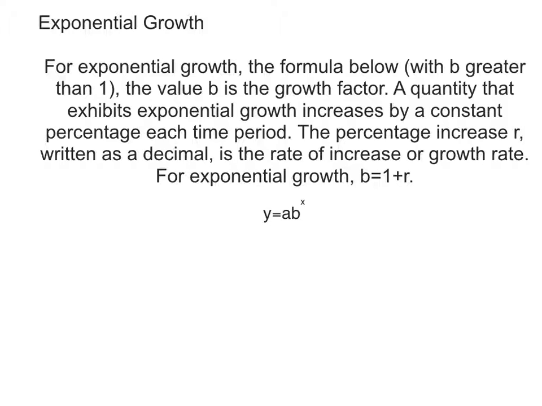So now, in this go round, we can also see this rewritten as y equals a times 1 plus r to the x. So we may not always know what b is, but if we know what the rate is, we can go back and find what the growth rate is, or the b.